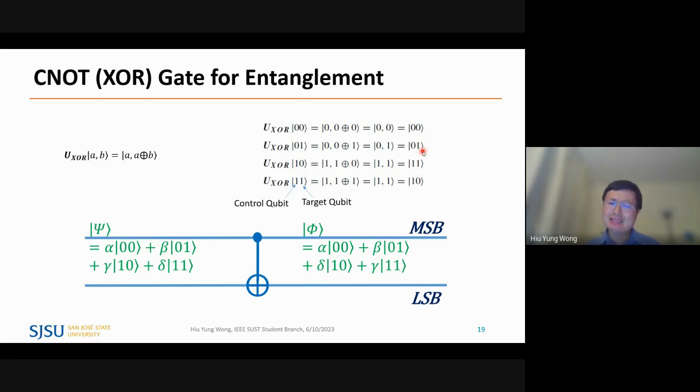Then you may say, this is useless. Why is it important? Because we can have superposition, right? So I can have a general state, which is alpha 0,0, beta 0,1, gamma 1,0, delta 1,1. Apply to it, because it's linear, remember? So 0,0 doesn't change, 0,1 doesn't change. But 1,0 becomes 1,1, and 1,1 becomes 1,0. So it's just like you are flipping the coefficients, I mean, from gamma delta becomes delta gamma. So that is the entanglement gate.